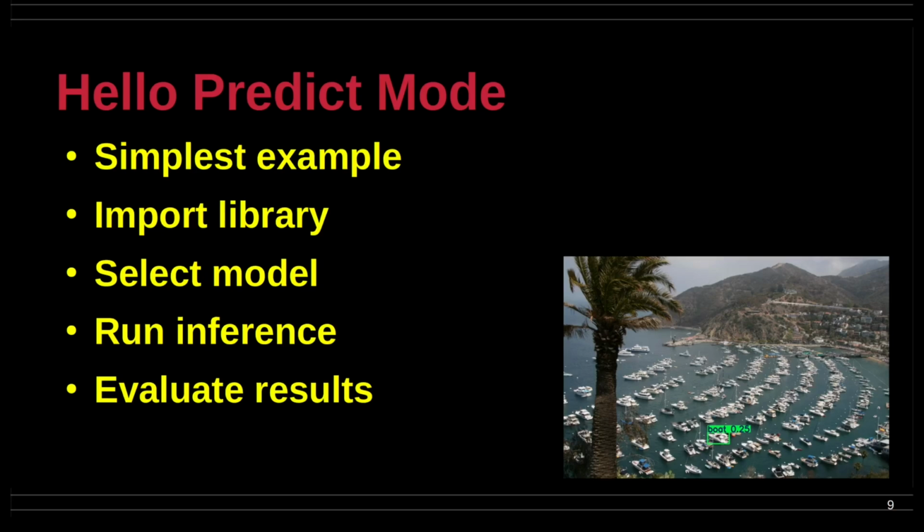The next step is to select a model for the object inference. In this example, we will use the nano model that has been pre-trained by Ultralytics. Again, we will discuss the choice of models a little later in this presentation.